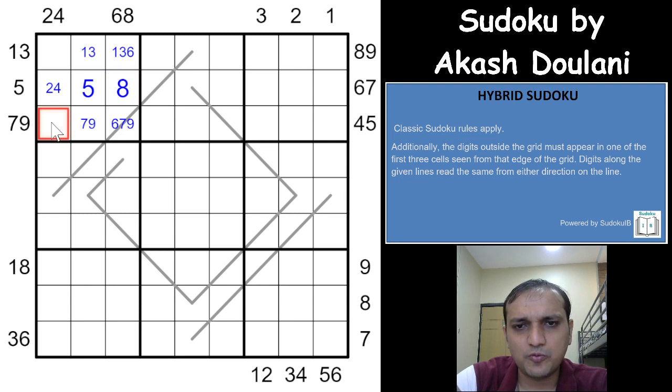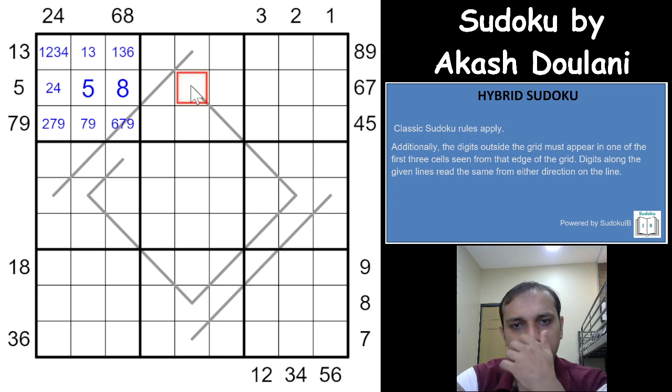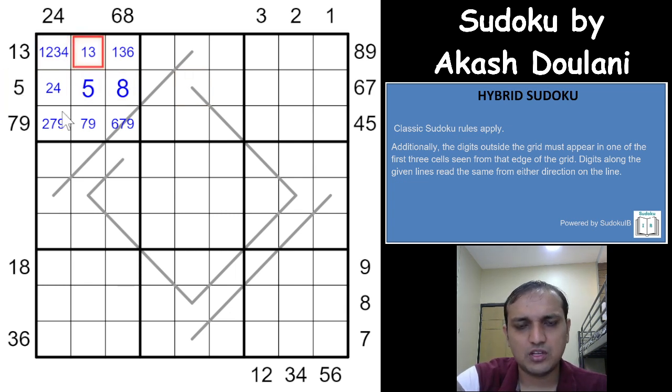This is either 2, 4 or 7, 9. So it is 2, 4 is not possible. 2, 7 or a 9. This is 1, 3, 2 or a 4. So 1, 2, 3 or a 4. The only possibility for these cells I have written here.